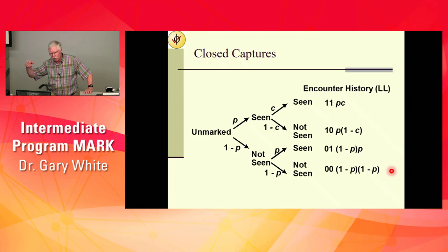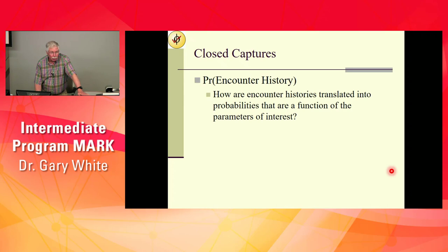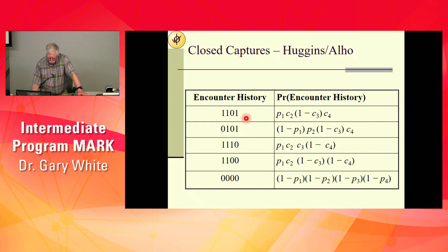So again, lay it out with four encounter occasions with P's and C's and so forth. How do we compute the probability of these different encounter histories? Same kind of thing. So 1-1-0-1: P1, C2, 1 minus C3, C4. Okay. 0-1-0-1. Now, see that preceding zero, because this is a closed population, and we don't catch them, we know they had to be there. That's under the assumption of the model. So that zero in front means that, well, yeah, we missed it with 1 minus P1. Then we caught it with P2, and then 1 minus C3, because now that it's been caught, C4. And so forth and so on down the list here. And again, down here below, all zero: 1 minus P1, 1 minus P2, 1 minus P3, 1 minus P4. That's the probability that you're never caught. So the probability that you're caught one or more times is just 1 minus that product.